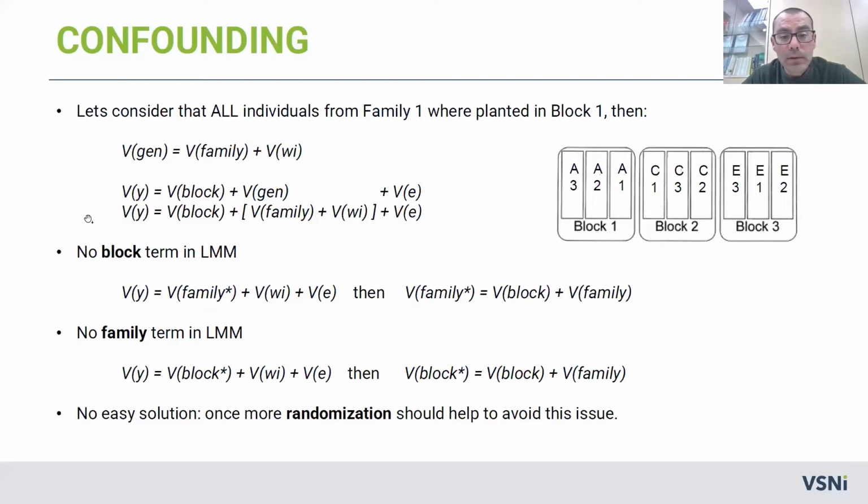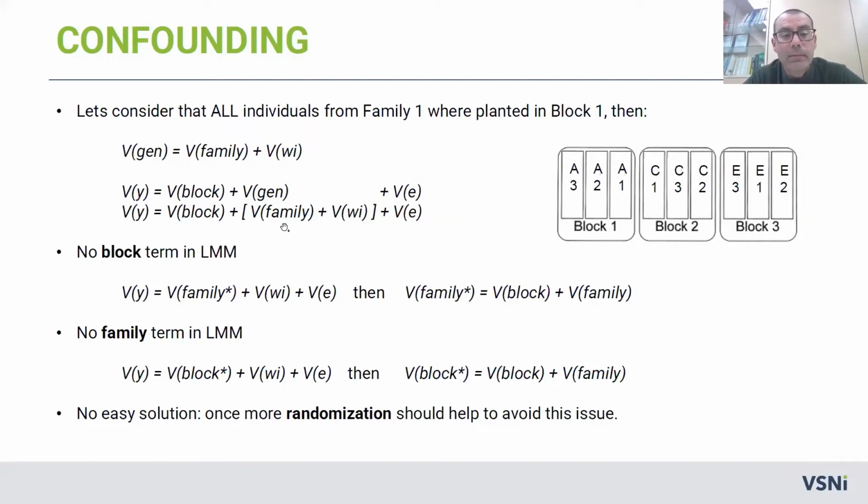Now, I'm just going to do a little bit of math. For example, the total genetic variance will be the variance of the family plus the variance of the within family. So I'm separating into family and within family. And my total variance is actually the variance of the block plus the genetic variance, which I have split into these two terms. So I have 3 sources of variation plus the error, just to show you a simple case.